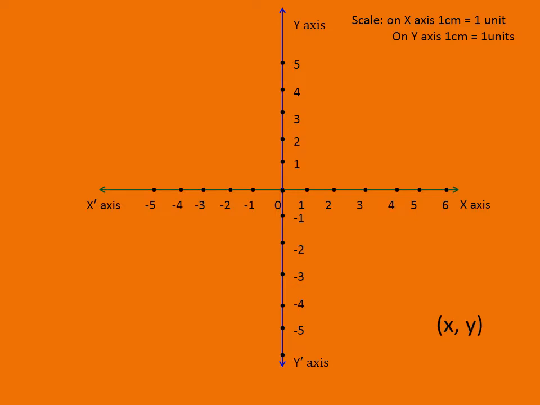And that is why, to plot or read any point, we have a point whose x coordinate comes first and the y coordinate is written second. X coordinate means the value on the x-axis and y coordinate means the value on the y-axis. As we move further, we will learn how to read any point. So let's move further.